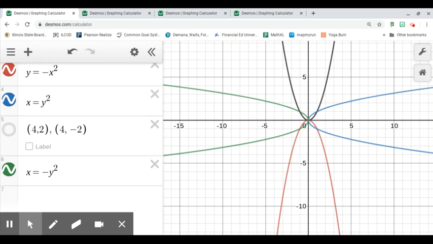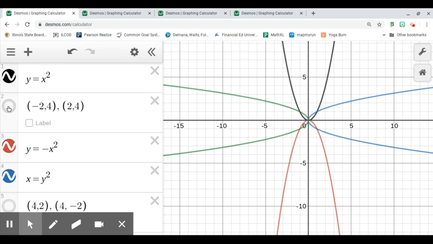Now, I personally think that's a little bit confusing. You know, the y axis runs up and down, so why wouldn't it be opening up and down? Well, the deal is it has to do with how many solutions you have. So I've plotted a couple of purple points over here. Notice that I get two x's for every one y value. The point over 2, up 4 is on that parabola, as is the point negative 2, 4.